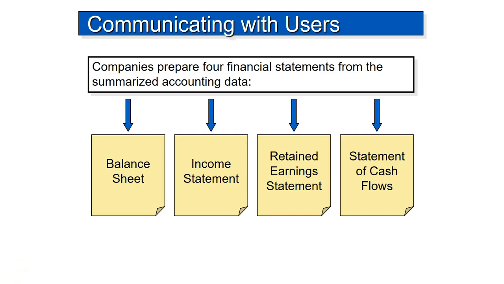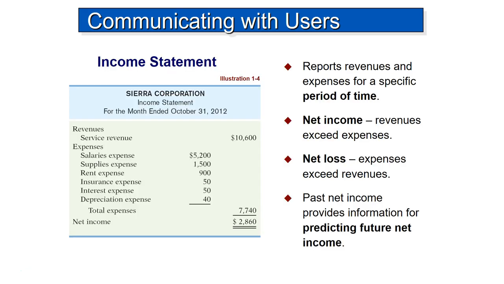In this next module, we're going to talk about how we communicate the accounting information that we've recorded. How do we communicate the results of that to the users? Well, the way in which we do that is we prepare basically 4 financial statements. And we'll cover each of these financial statements in detail in this lecture. First, there's the balance sheet. Then there's the income statement, retained earnings statement, and the statement of cash flows.